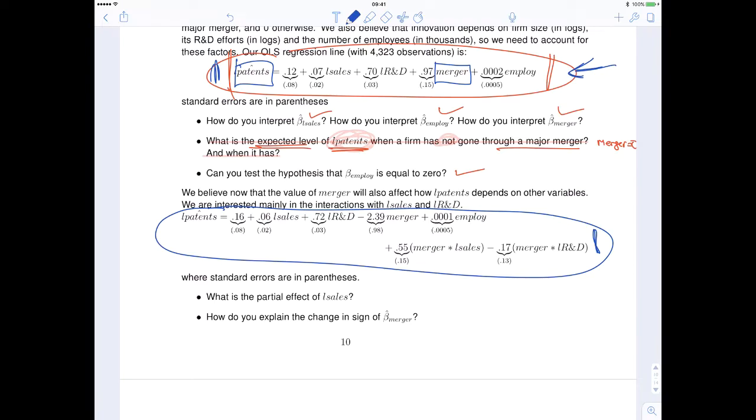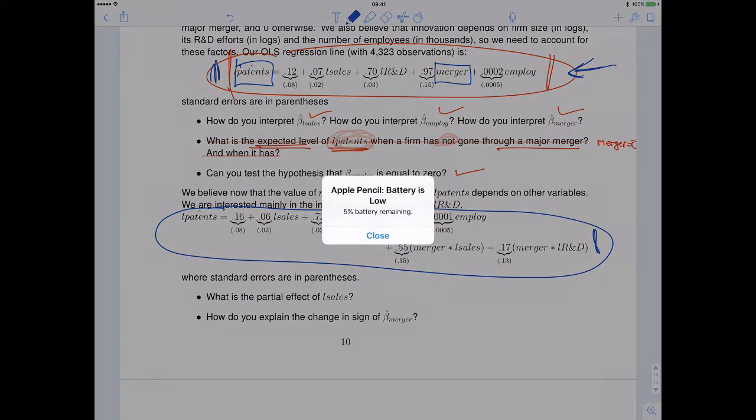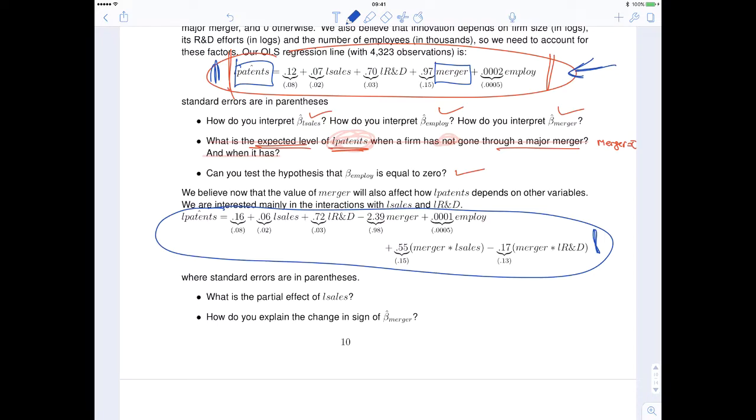In that second model, you say not only will merger affect the level when research and development and L sales are equal to 0, so I will have a change in the amount of patents when these two are equal to 0, but merger will also affect the way sales and research and development affect the number of patents. So I'm going to interact merger with them. Okay? So that's a slightly different story. That's a different story from the ones that we had before.